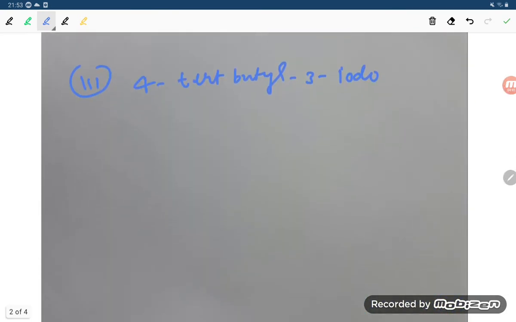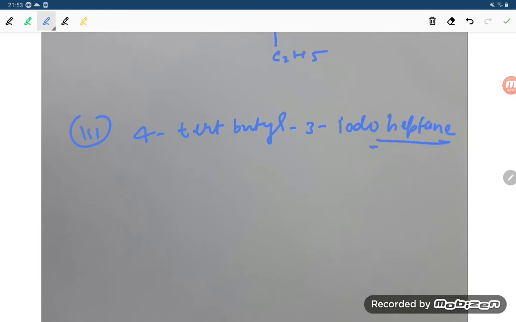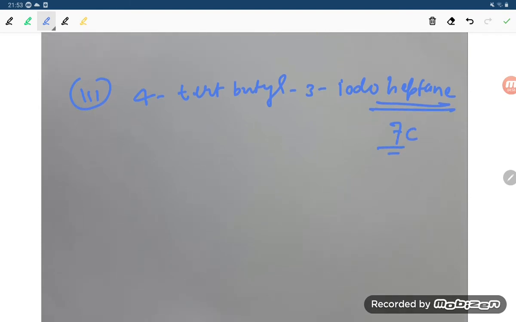3-iodoheptane, heptane. Dear student, that means the longest chain is what we have to select. So heptane is there. Heptane means 7 carbons. Since it is not a cyclic compound, it means a straight chain: meth, eth, prop, but, pent, hex, hept.